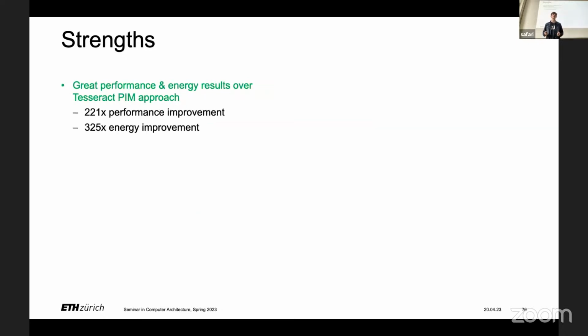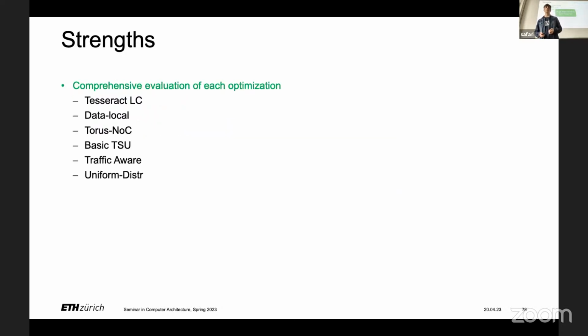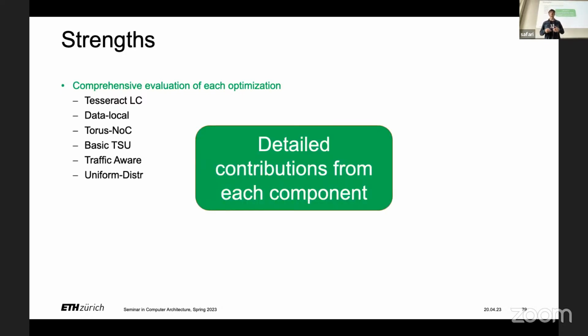Then also the great performance and energy results over the Tesseract processing memory approach. These results are simply huge over Tesseract. And then there is also this very comprehensive evaluation methodology of each single optimization. That is very interesting because it allows you to have a lot of details for all the contribution that each component is going to give you.